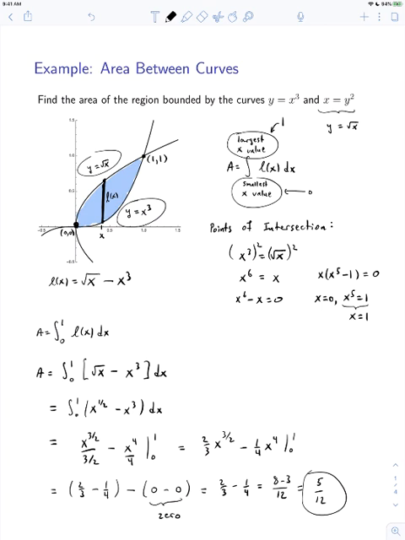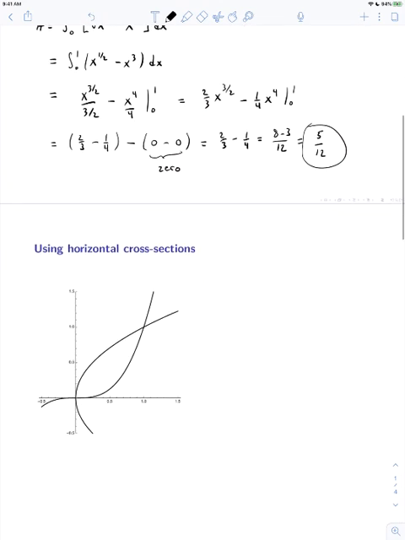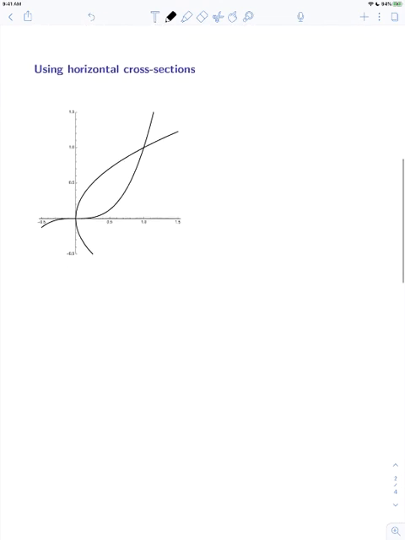In this example, we used vertical cross-sections, but you could equally use horizontal cross-sections. So let's revisit this problem and do it using horizontal cross-sections. So let me just scroll up. Conveniently, we have the graph here yet again. This is the same picture as before.